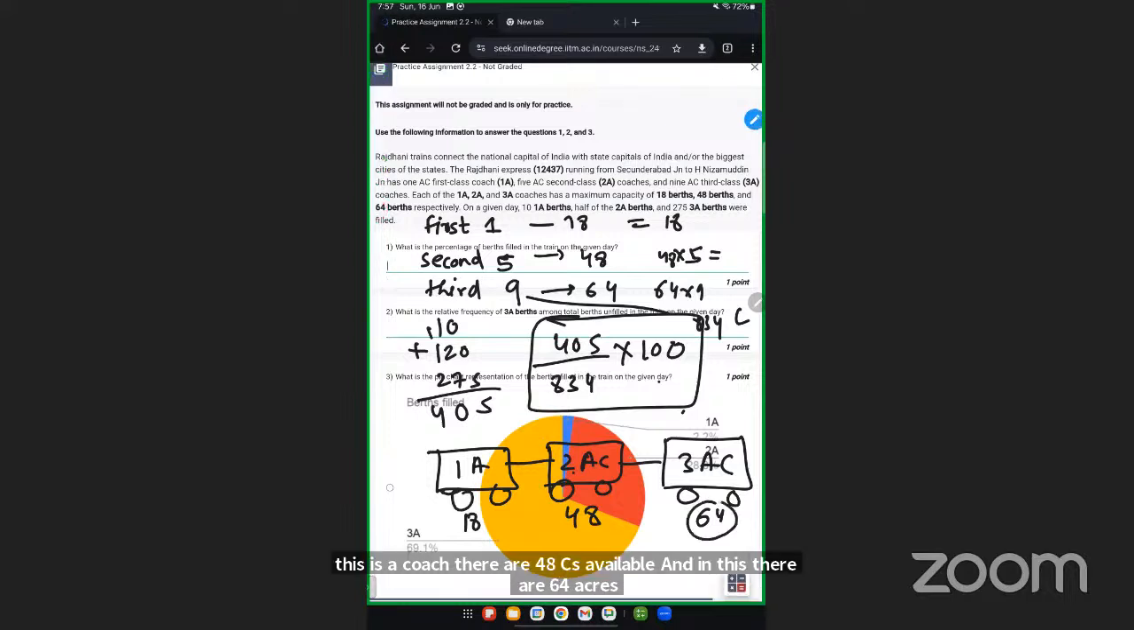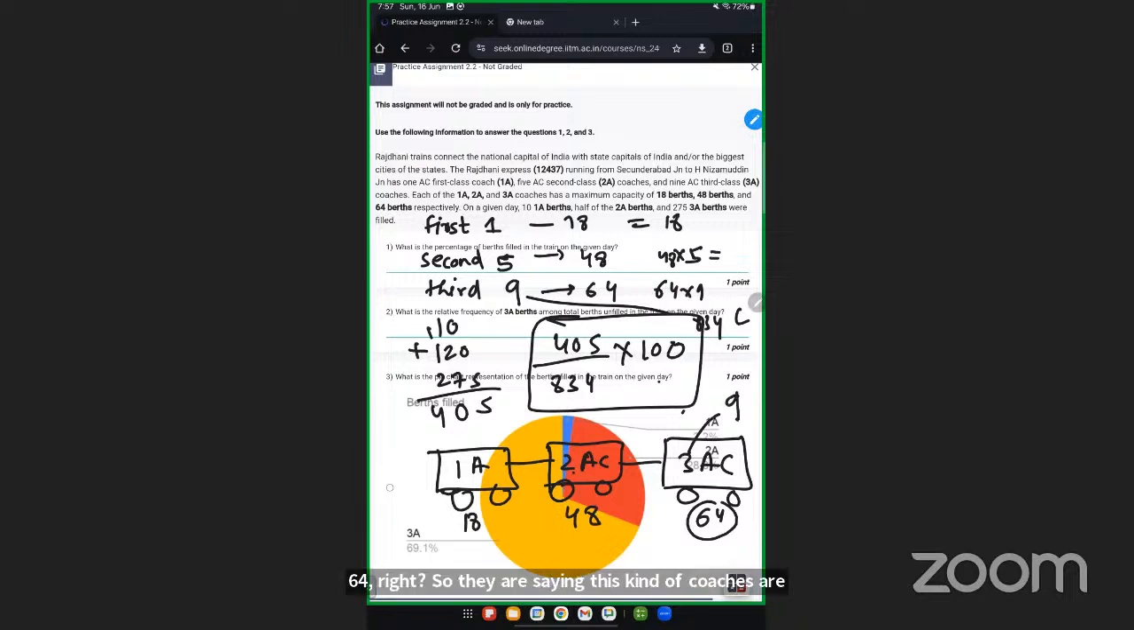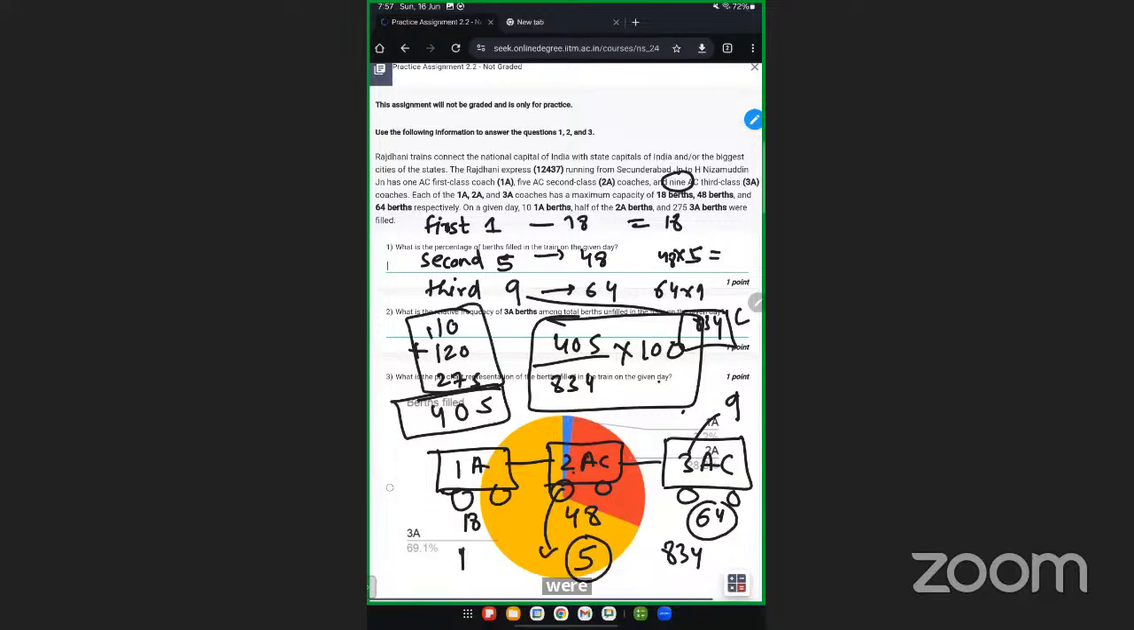64, right? So they are saying this kind of coaches are 9. Yeah, 9. And this kind of coaches are 5. This is only 1. So you have to sum it up. That will give you the total. Total is 834, right? And they are saying how many were filled. That you will count like this: 10, 120 plus 275, that is 405. Now you need to find the percentage. So percentage is the number divided by total into 100.